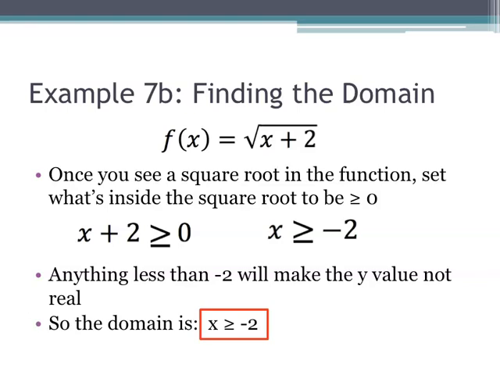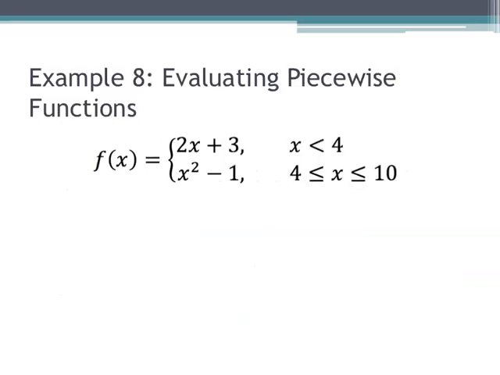All right, the last place where we're going to talk about the domain is when you're given a piecewise function. So here's an example of a piecewise function. The first piece, the 2x plus 3, is true when x is less than 4. And then the second piece is x squared minus 1, which is true when x is between 4 and 10. And now we want to state what the domain is. Well, before we get there, let's just say how we evaluate these functions. Just like you would evaluate any other function, you would first look at your x value and plug it in. The one thing is you have to figure out which piece it plugs into.